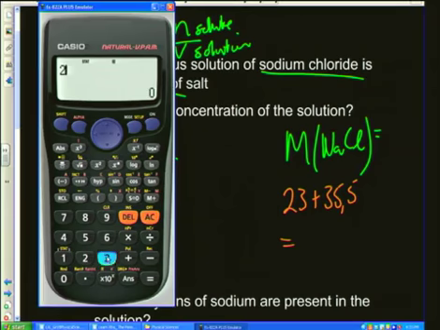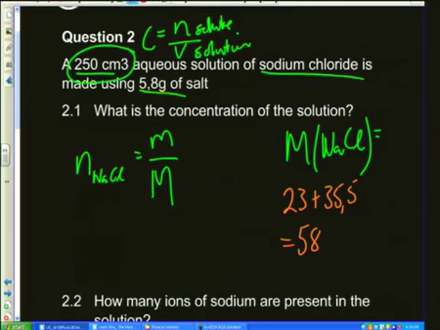I also like to estimate 23 plus 35,5, and you're going to see that it's about 55, and there we go, 58. That's right, because 3 plus 5 is 8, and 2 plus 3 is 5, so we get 58,5 grams per mole. So we now know the molar mass. What we've got to do is we've got to find the number of moles first of all. So let's get the number of moles.